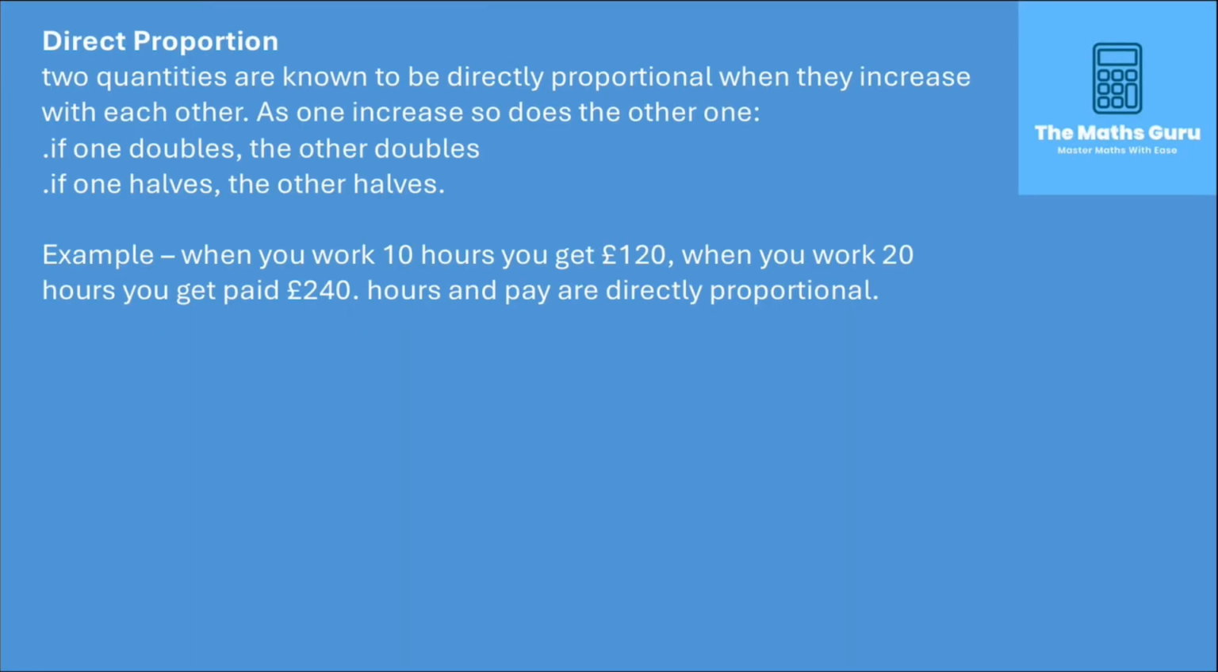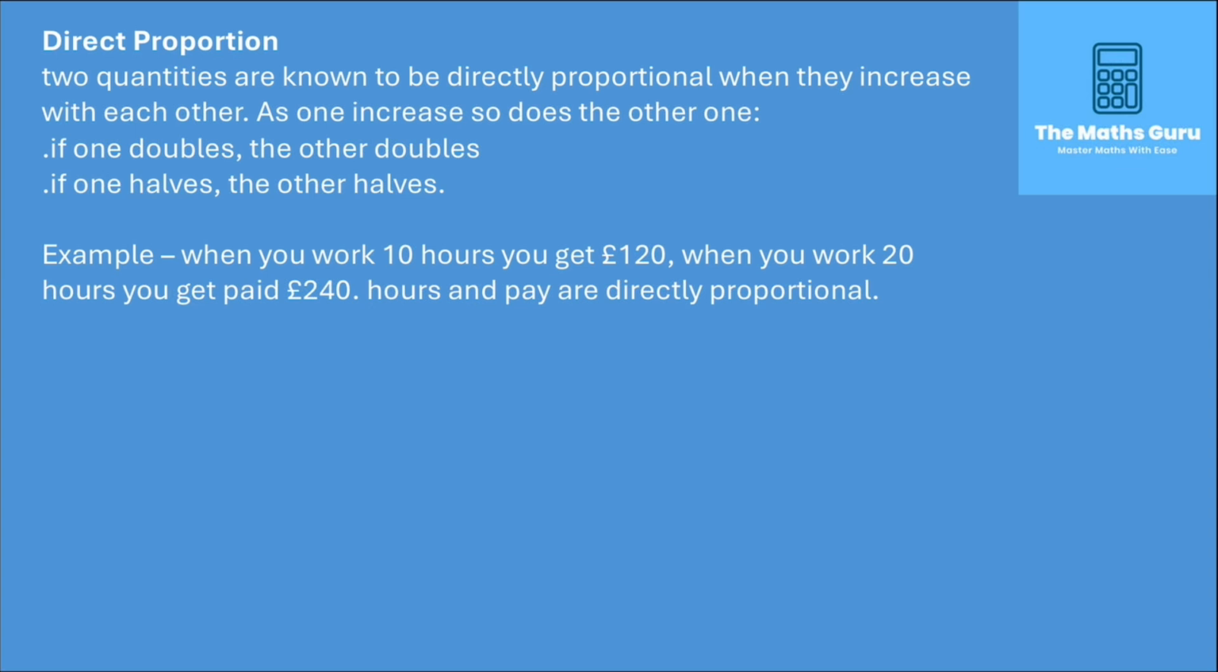Two things are directly proportional if when one thing gets bigger, the other one gets bigger by the same amount. So they increase with each other. If one was to double, the other factor would double. If one factor was to halve, the other factor would also halve.